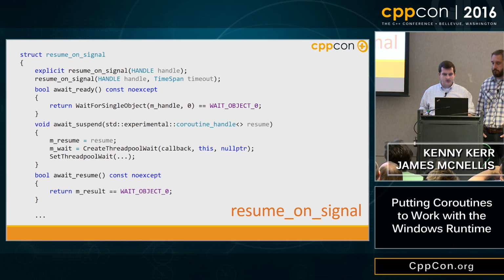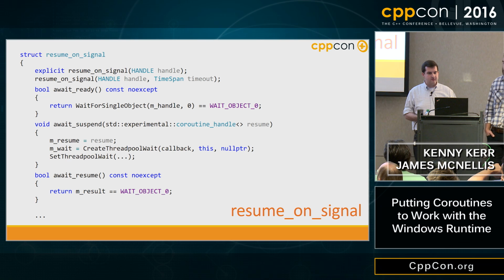And so to support this, we can implement a resume on signal. We have two constructors here. One takes the handle of the object to be waited for. The other takes the handle to the object and then a timeout. In our await ready, we just check whether the object is already in its signaled state, and if it is, then we don't need to go through the suspension.